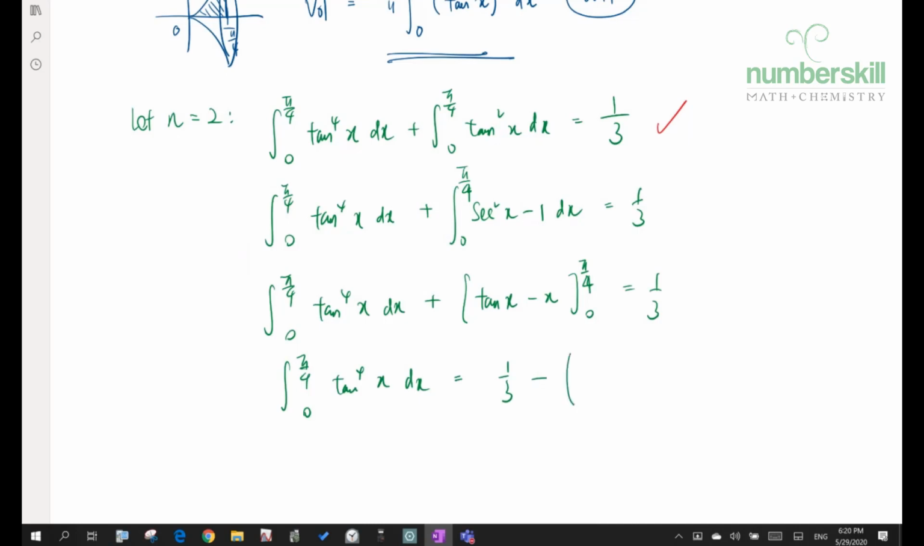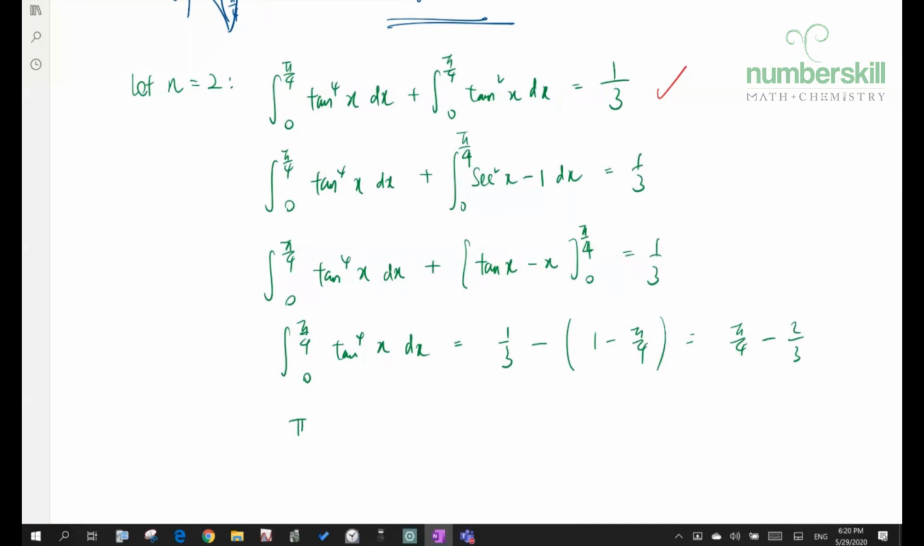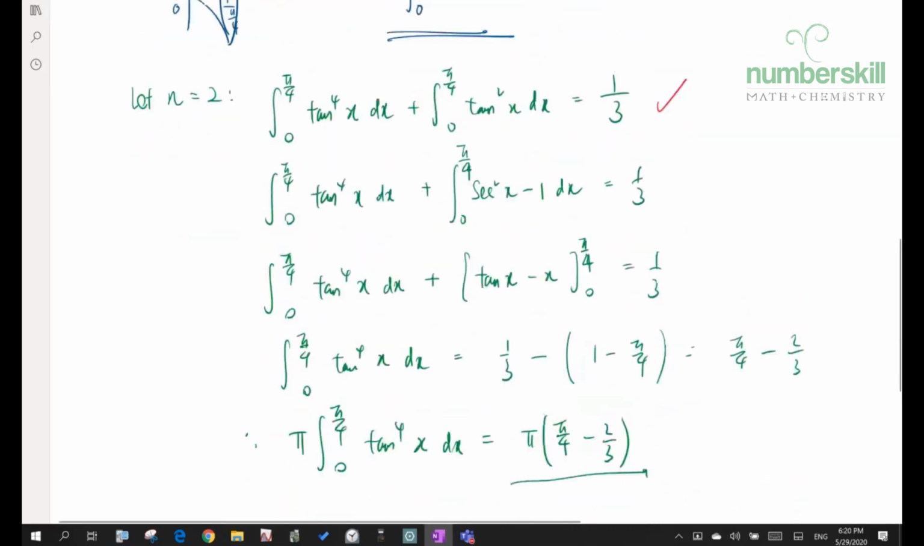All right, so I'm going to minus away. Great. 1 minus pi over 4. Yeah, and this is going to give me pi over 4 minus 2/3. Correct, huh? It sounds correct. So therefore, multiply by pi, which is the volume that I wanted right from the start. Remember the WTF up there? Ta-da! Correct or not? Yeah, so that's the answer.